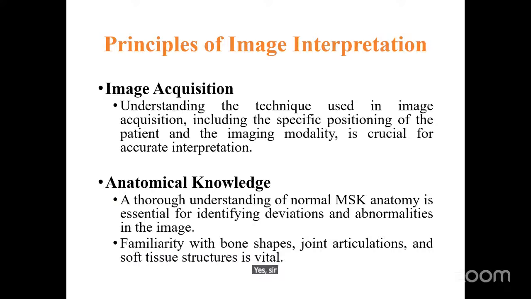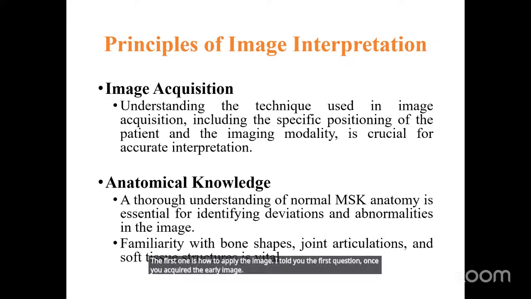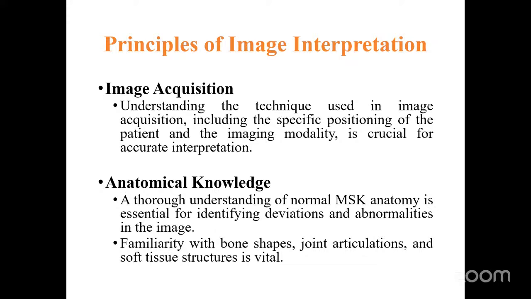Yes, sir. Good. So the principles of image interpretation, there are four key principles that I have outlined for us in order to be able to objectively and systematically interpret our images. The first one is how to acquire the image. I told you the first question once you acquire the image is to know the imaging modality. Because the imaging modality that is done has an impact on how structures will appear on the image. Are we together?